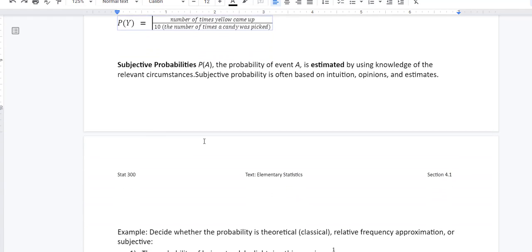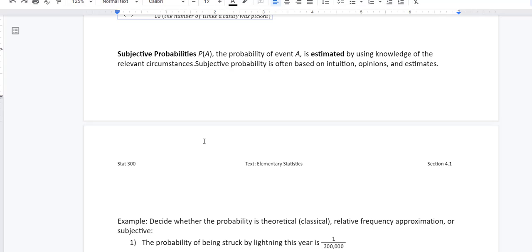Now, subjective probability is when the probability of an event occurring is estimated by using knowledge of the relevant circumstances. Subjective probability is often based on intuition, opinions, or estimates.